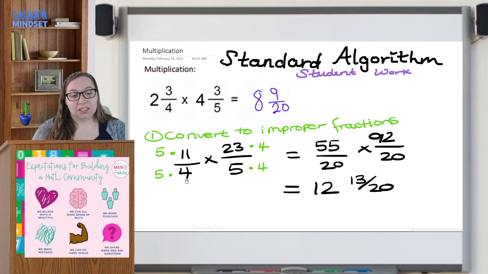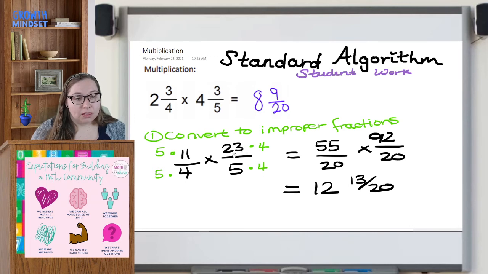So now we have to decide how we're going to do that. 4 times 5 equals 20, of course, and that same 5 is going to multiply our numerator so we can keep this whole equation balanced. So 5 times 11 equals 55, 5 times 4 equals 20, that's our fraction here.